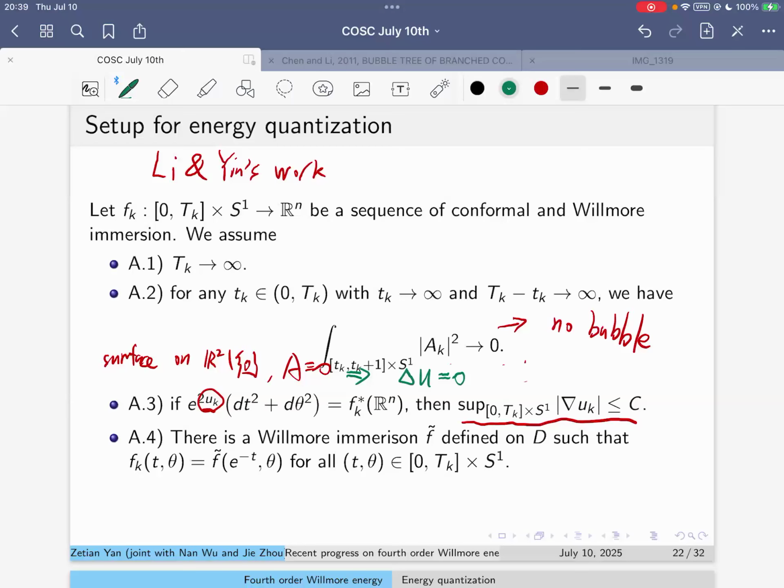So we must add this uniform gradient estimate to rule out other harmonic functions, such that in the blow-up, if we have this assumption, it will imply that u is exactly this function, m times t, and m is exactly an integer, such that the blow-up metric is given by this. Okay, we have some winding, okay.